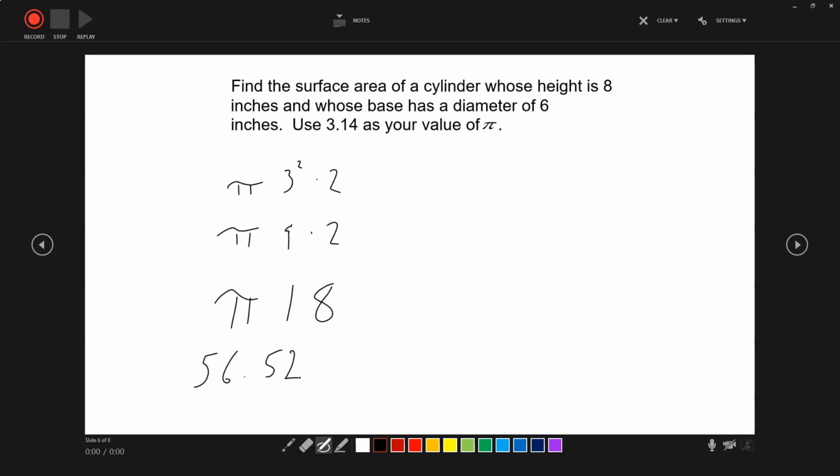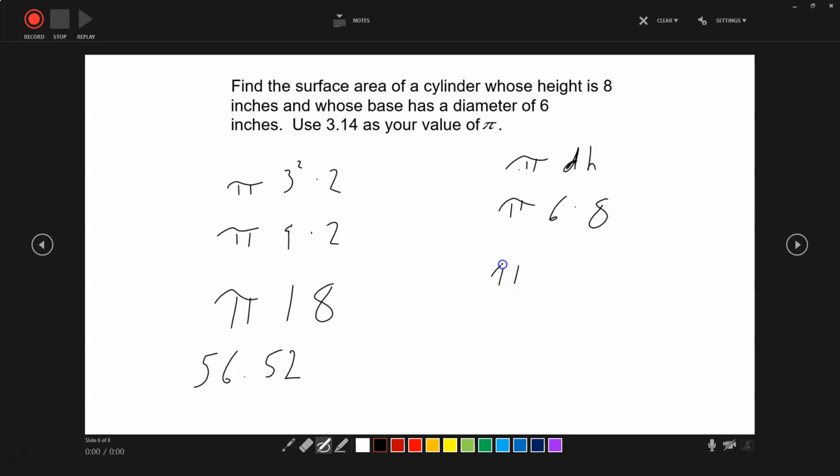Now let's find out what the side is. So remember that it's pi times the diameter times the height. We have a height of 8 inches, and we have a diameter of 6 inches, so it would look like this. Here's the formula again. There's pi, here's the diameter, there's the height. So it would look like this: pi, and then 6 for the diameter, times 8 for the height.